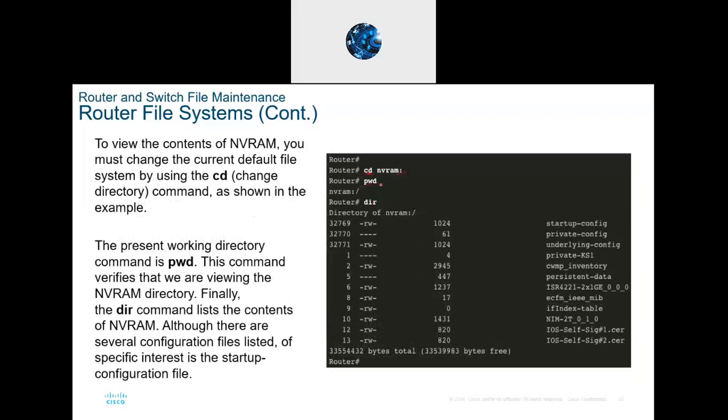And then, of course, you use PWD, that is present working directory in Linux, to see where you are. This is showing us that we are in NVRAM. And if you do DIR again, that is directory, to see the directory, it's showing the directory of NVRAM. So you should be able to navigate between directories on your router.